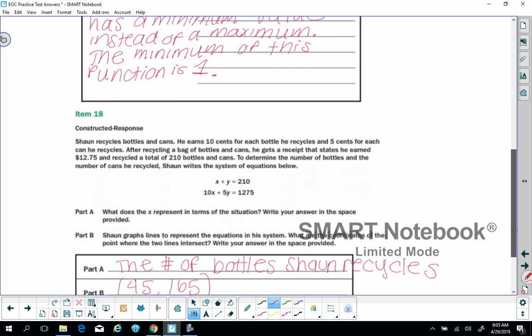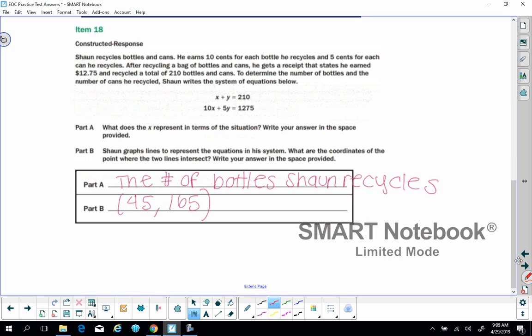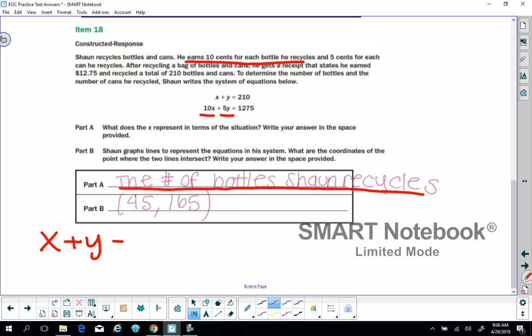Next one. So first it asks, what does the x represent? So I look and see, okay, here's a 10 in x, and I can see here it's 10 cents for each bottle he recycles. So I know that 10 represents a cent, so that means the number of bottles Sean recycles has got to be my x coordinate. To find your point of intersection, you can use substitution or elimination. I would use elimination because both equations are in standard form.